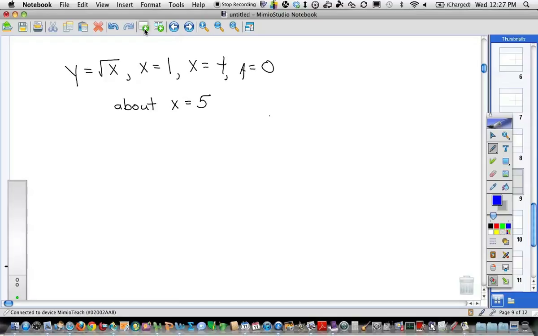Okay. Take that region and draw a picture and the region bounded by the first line here, and then revolve it about x equals 5. Okay? Go ahead and work on that.